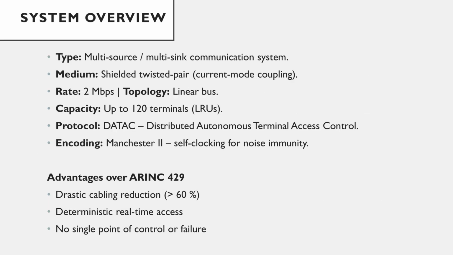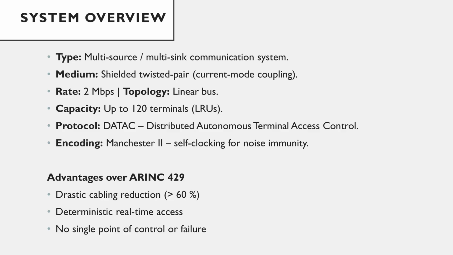Now we will see the system overview of ARINC-629. ARINC-629 allows up to 120 avionics terminals to share a single, linear twisted pair bus at 2 megabits per second. It uses Manchester 2 encoding for robust, self-clocking transmission, and it requires no central bus controller. Every terminal can transmit or receive independently using distributed timing rules.